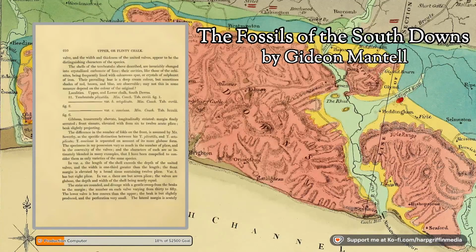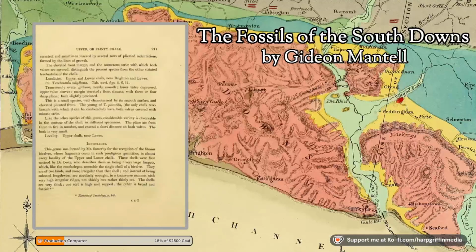The lateral margin is acutely serrated, and sometimes marked by several rows of plicated indentations, formed by the lines of growth. The elevated front margin and the numerous striae with which both valves are covered distinguish the present species from the other striated terebratulae of the chalk. Localities: Upper and Lower Chalk, near Brighton and Lewes.